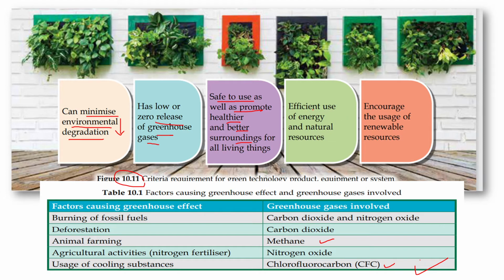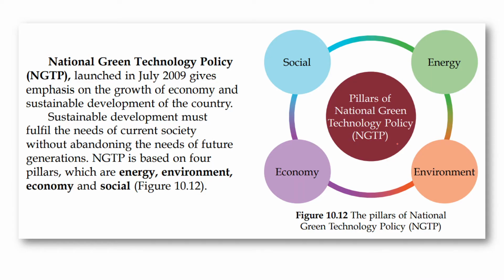Criteria number 4, it is efficient use of energy and natural resources. And the last criteria is that it encourages the usage of renewable resources. Okay, the National Green Technology Policy, or NGTP, launched in July 2009, gives emphasis on the growth of economy and sustainable development of the country. Sustainable development must fulfill the needs of the current society, but at the same time without abandoning the needs of the future generation.